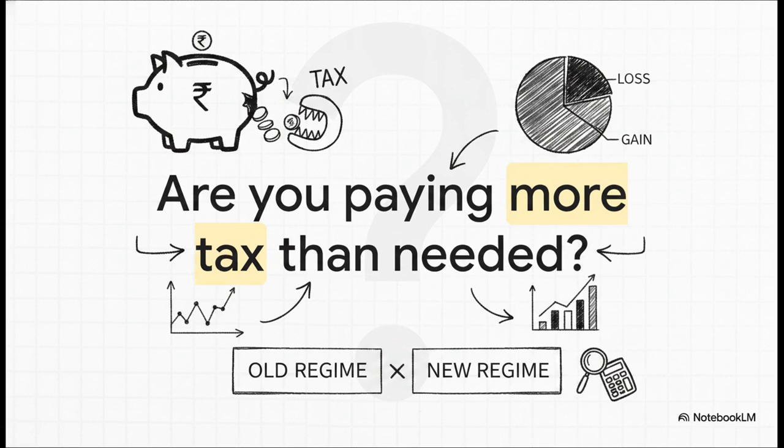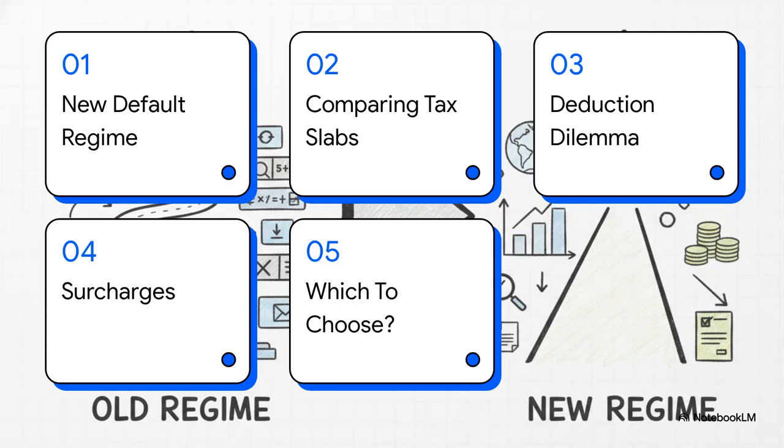So we're going to figure out how to optimize your portfolio and make sure you aren't paying a single rupee more than required. So here's our roadmap for today. First, we'll look at the new default regime. Then we'll compare the tax slabs. Third, we'll dive into the deduction dilemma. Fourth, we're looking at surcharges for high earners. And finally, number 5, which one should you actually choose? Let's get right into it.